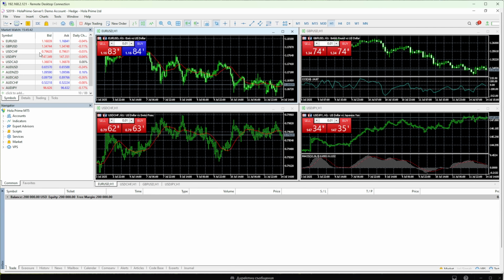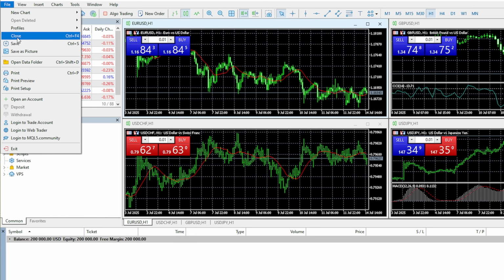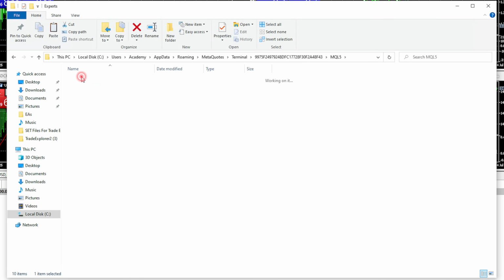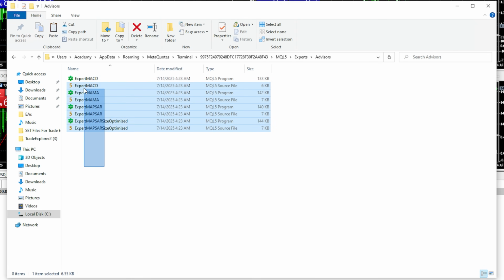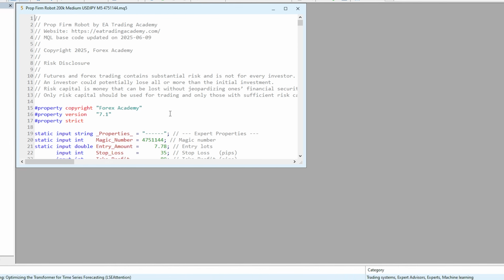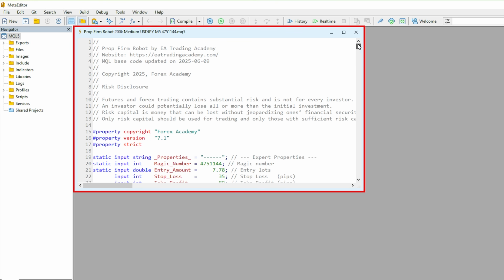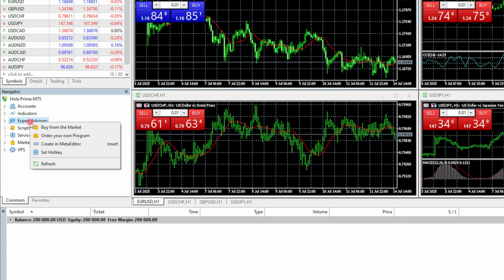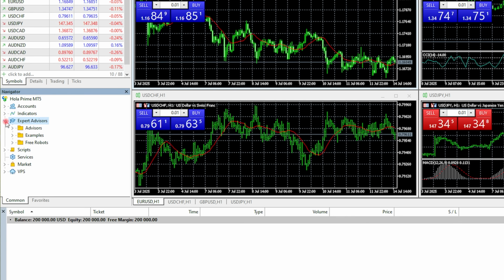And now I will put this expert advisor alone on this new Hola Prime 200k challenge. I installed the platform on one of my VPSs, and what I will need to do then is go to open data folder. I'll click on MQL5, Experts, Advisors. I'll delete the default that comes with MetaTrader, and I will paste this expert advisor in here. I can double click on it to see the code, but usually I don't touch anything in the code. I'll just need to compile it. I'll close the MetaEditor, and this way I will see the expert advisor in my navigator.